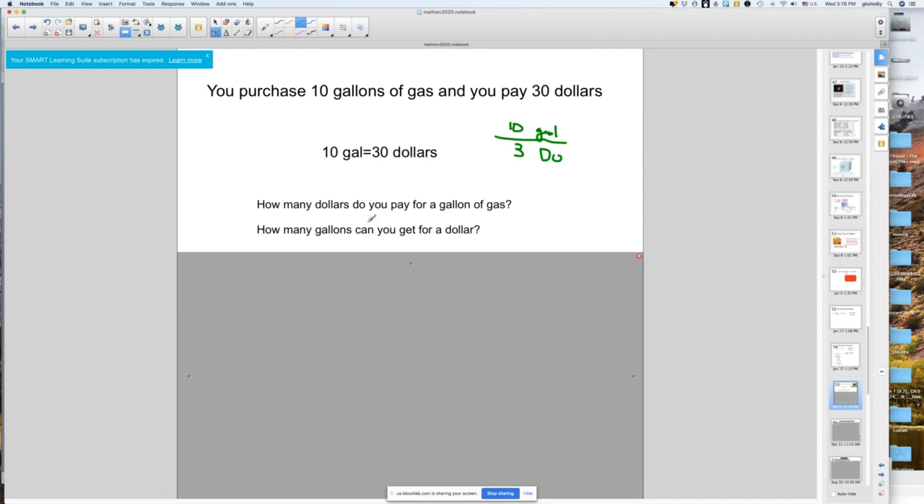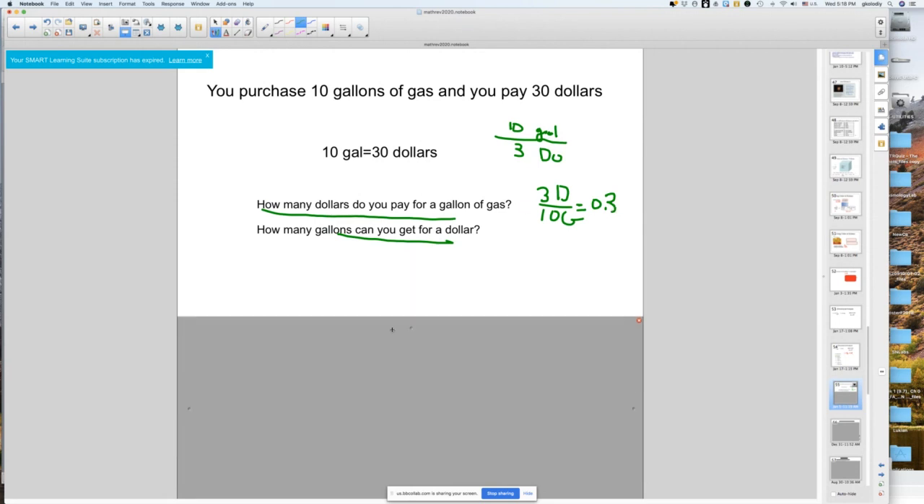How many gallons for a dollar? So that's the answer to this question. How many dollars do you pay for a gallon? Well, you do it the other way around. $30 divided by 10 gallons gives you 3 dollars per gallon. Okay, so that's the way units work in science.